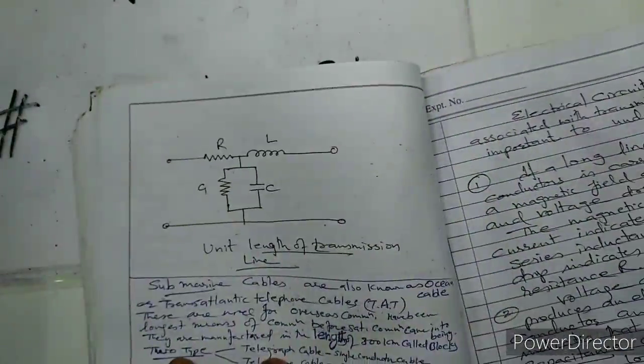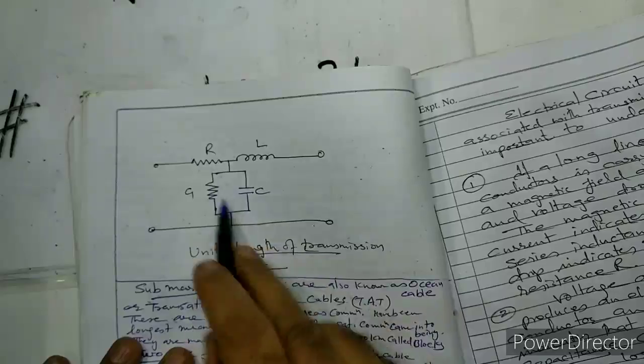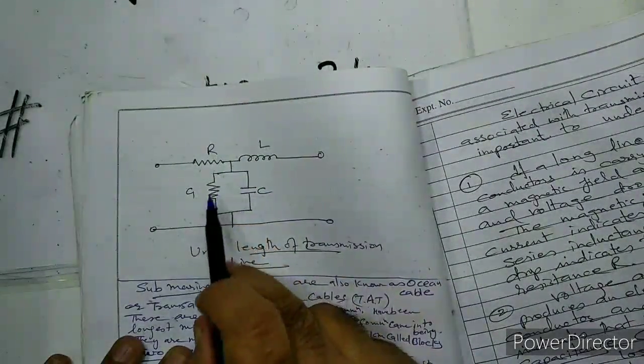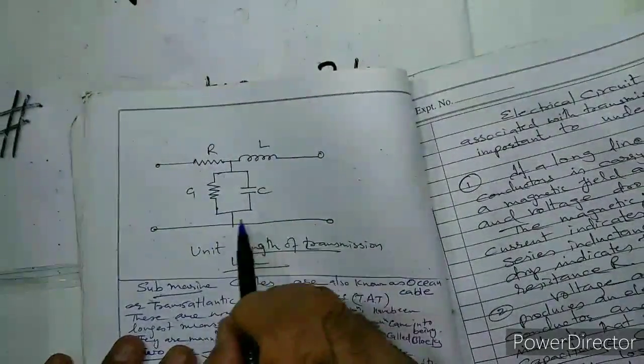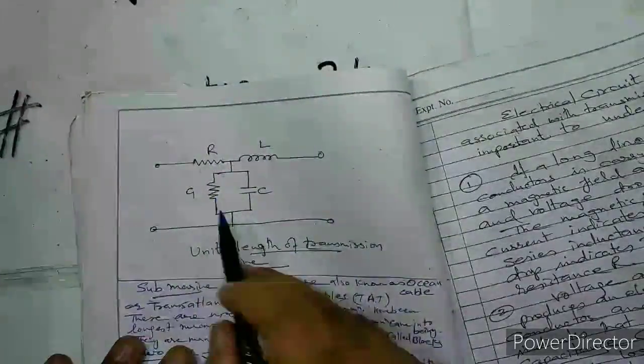Now we can see this is the unit length of transmission line. This is resistance, inductor, capacitor, and conductance.